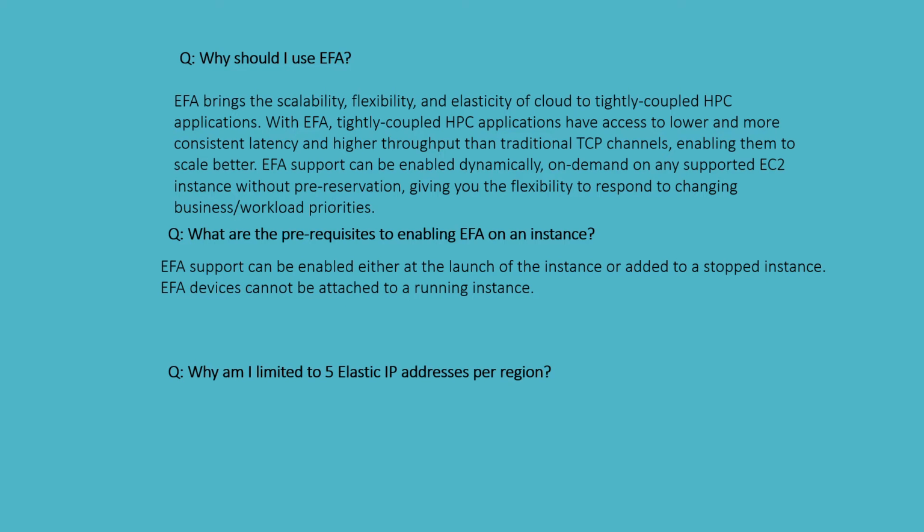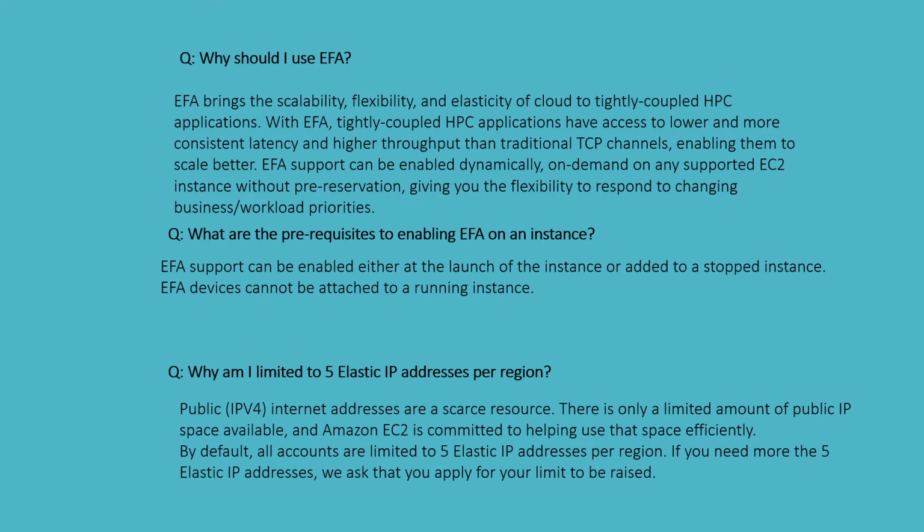Why am I limited to five Elastic IP addresses per region? IPv4 internet addresses are scarce resources. There is only a limited amount of public IP space available. Amazon EC2 is committed to helping you use that space efficiently, but by default all accounts are limited to 5 Elastic IP addresses per region. If you need more than 5 Elastic IPs, we ask you to apply for your limit to be raised.